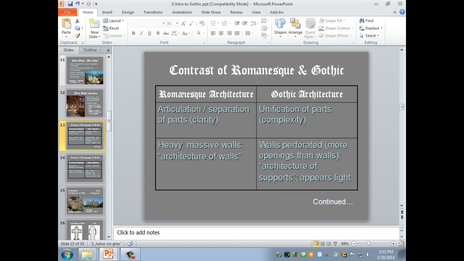And then I'll show you some examples. With Romanesque architecture, and remember we said this about Ottonian architecture as well, you have a very clear articulation of parts, or separation of parts. Your exterior church can kind of look like, okay, here I can see every part very separately, say like Legos or building blocks or something.